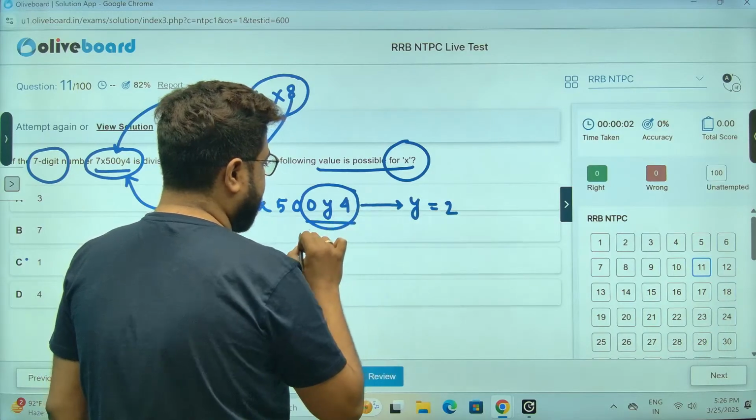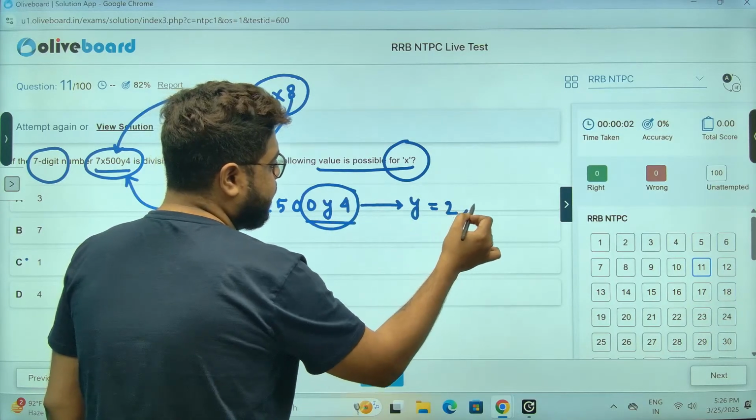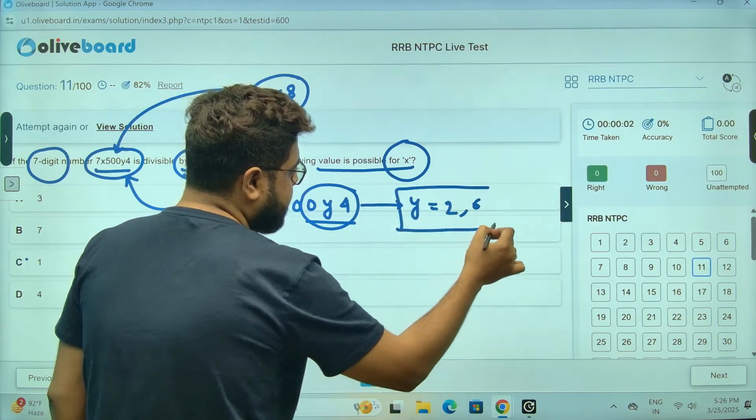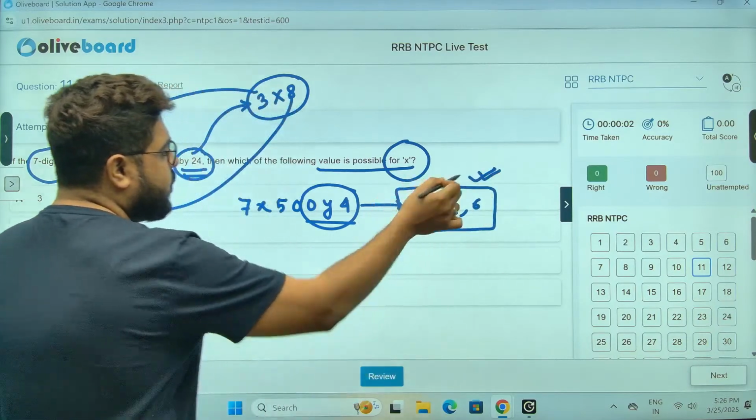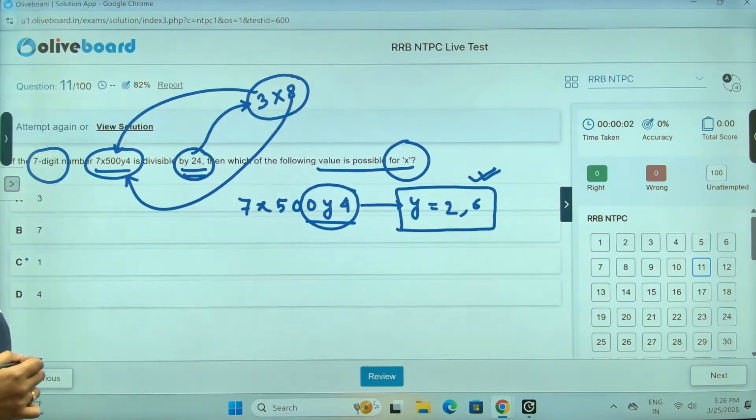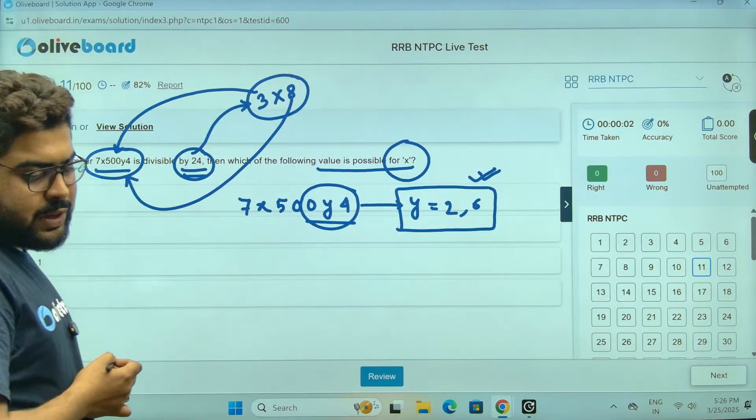24 I can put. 50, 64, meaning 6 I can put. There is nothing else. There are only two possible values of y, that is 2 and 6. One is 2, another is 6.